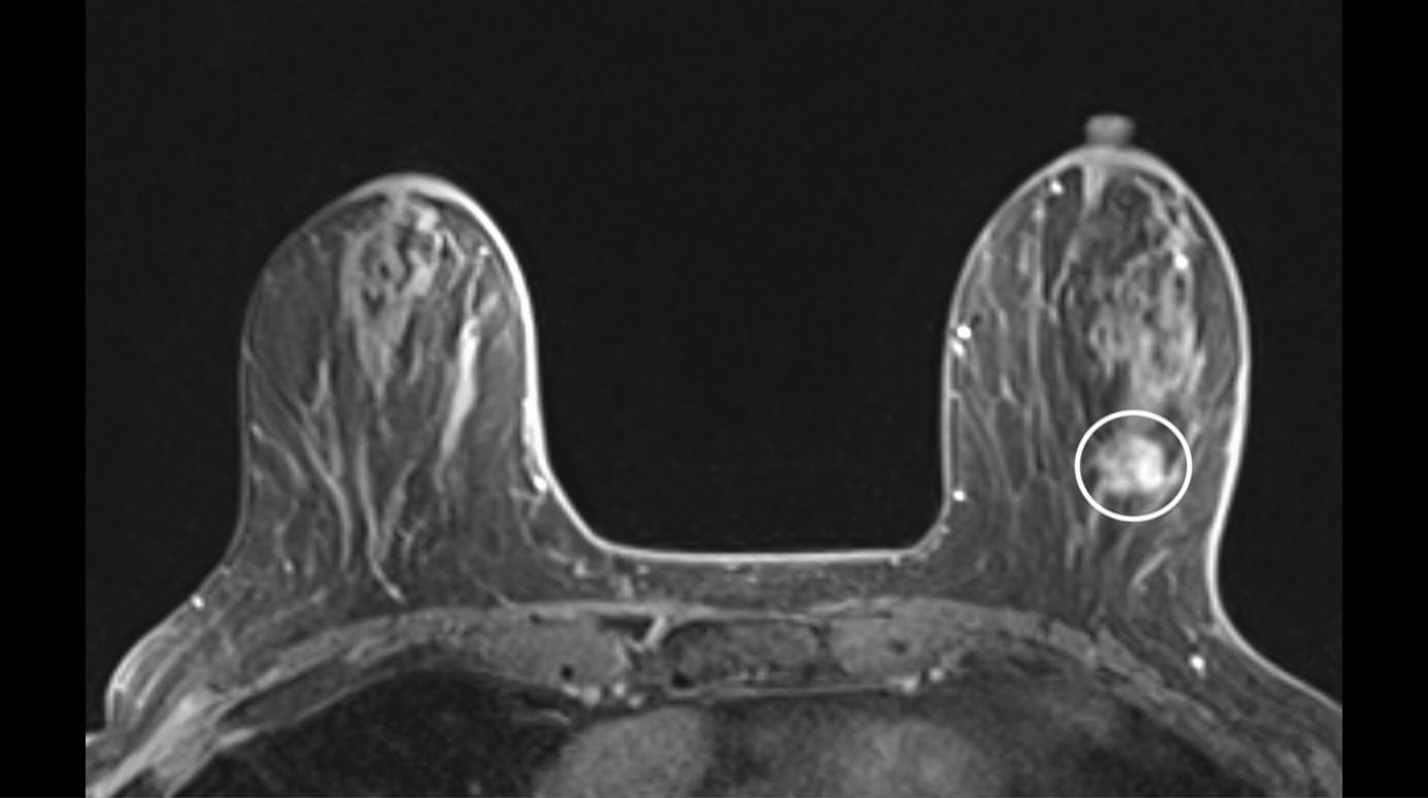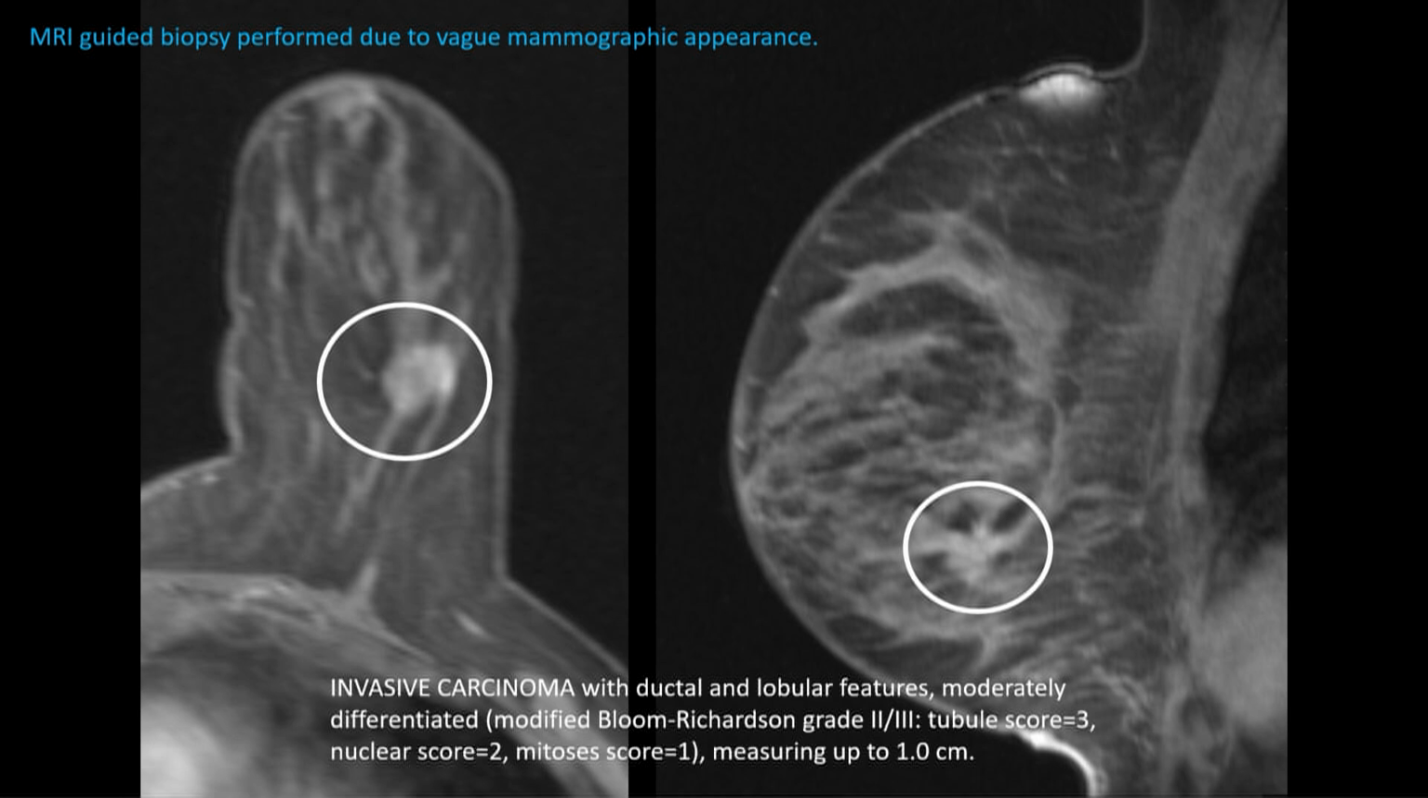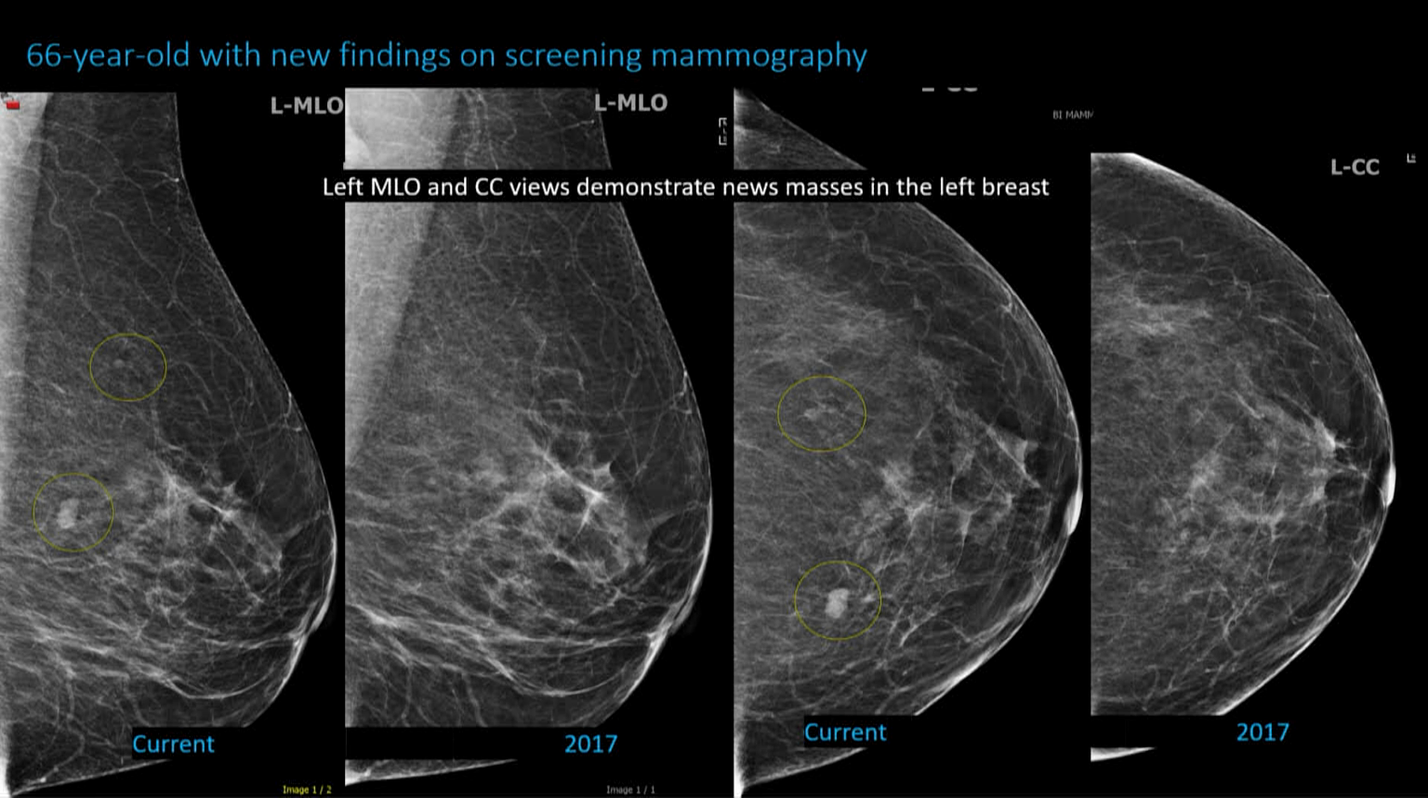So you can see there's a correlative heterogeneous mass in the left breast correlating with the distortion. So MRI-guided biopsy was performed, as this was very vague on mammography and not seen on ultrasound. MRI-guided biopsy demonstrated invasive carcinoma with ductal and lobular features, moderately differentiated. Again, these lobular carcinomas can be very challenging to see on mammography and ultrasound.